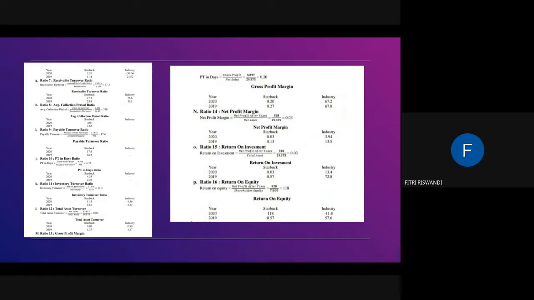Twelfth is total asset turnover: net sales divided by total asset. Thirteenth is gross profit margin: gross profit divided by net sales. Fourteenth is net profit margin: net profit after tax divided by net sales. Fifteenth is return on investment: net profit after tax divided by total asset. And the last is return on equity: net profit after tax divided by shareholder equity.